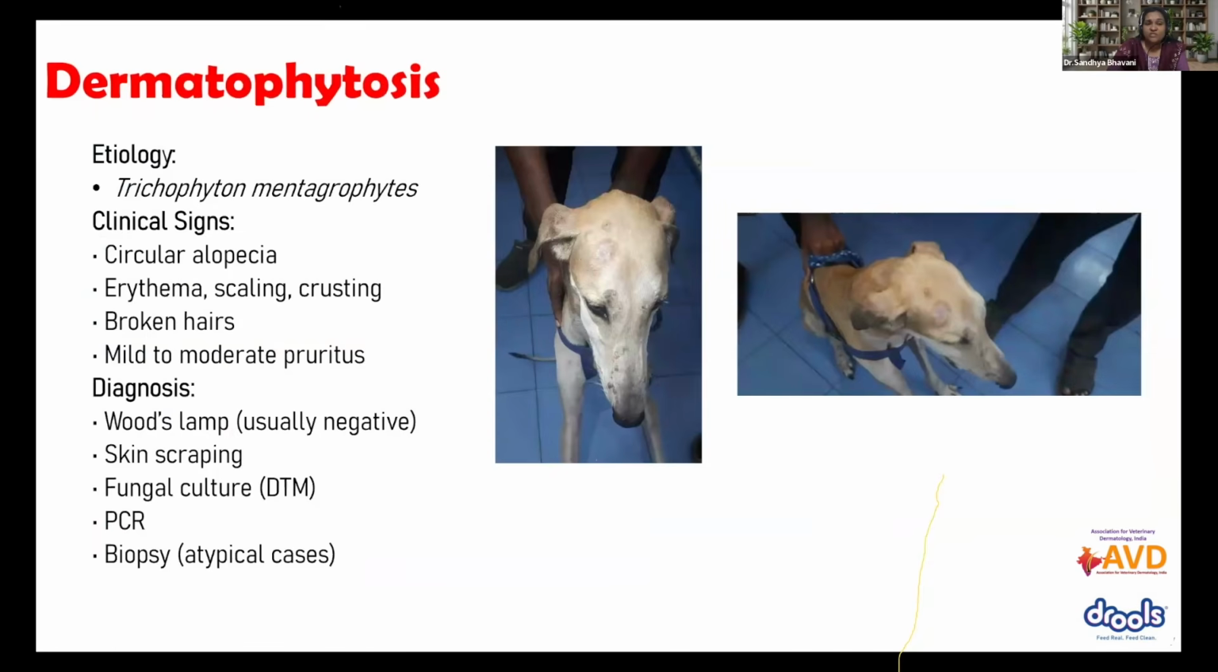So this is dermatophytosis because of Trichophyton mentagrophytes. You can see a circular lesion, a centrally healing lesion with raised edges on the circular area. You can see circular alopecia, erythema, like ringworm. Usually humans get ringworm like that. In ringworm of dogs, you can have a pruritic lesion, broken hair, alopecia, erythema and crusting. So again, under the Wood's lamp, Trichophyton will give a negative result. You have to go for culture, PCR, and biopsy.